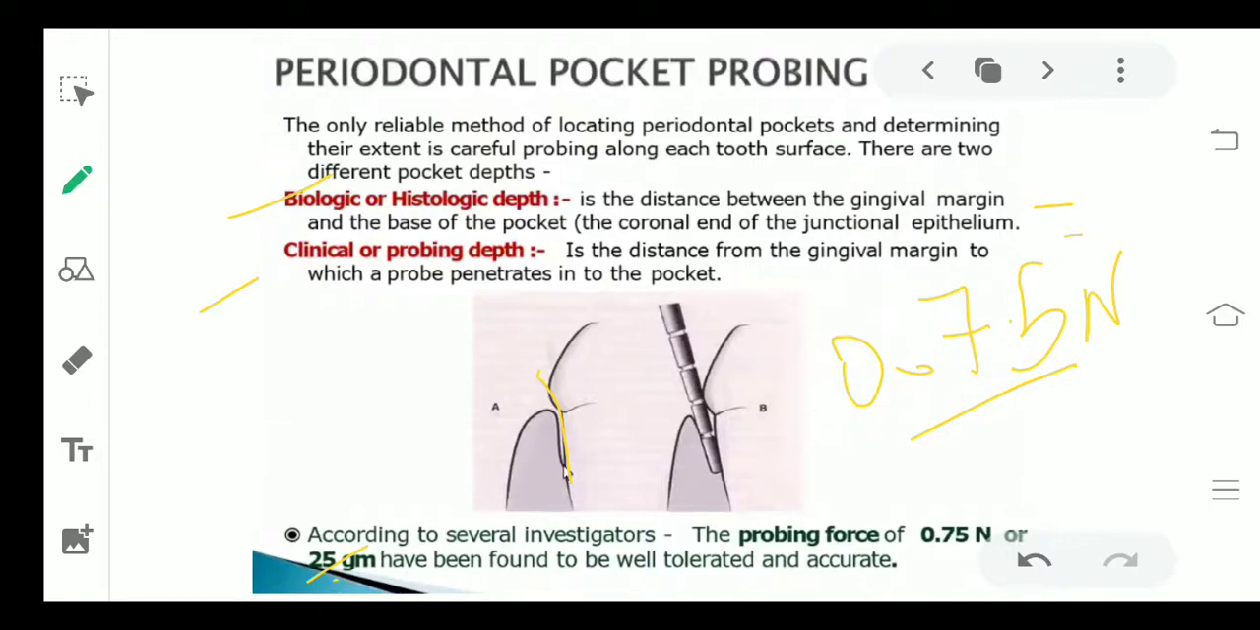But we do not have any weighing machine and we do not know how much force we are applying. So no matter how much we control our hands, a little more force is applied and this pointed probe can penetrate through the gingival epithelium and it can give you a wrong reading of the pocket. So this is said to be a clinical pocket. It is the distance from the gingival margin to the probing penetration, whereas the biologic or natural pocket is the distance between the gingival margin and the base of the pocket.